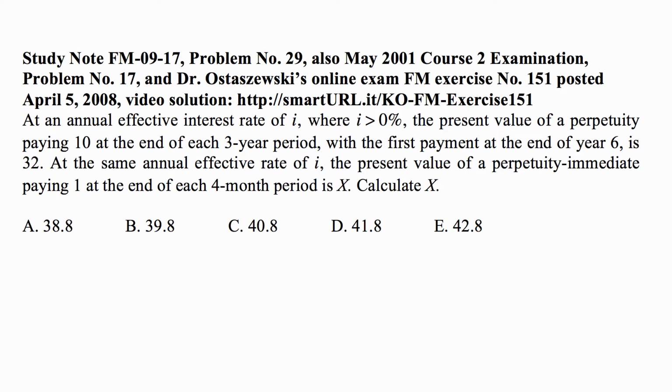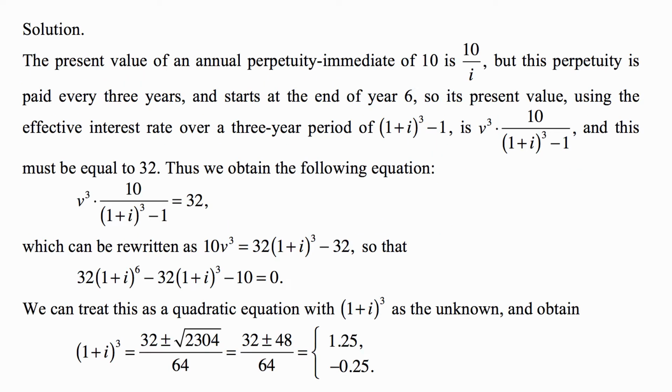Here's a problem for today. At an annual effective interest rate of i, where i is positive, the present value of a perpetuity paying 10 at the end of each 3-year period, with the first payment at the end of year 6, is 32. At the same annual effective rate of i, the present value of a perpetuity immediate paying 1 at the end of each 4-month period is X. Calculate X.